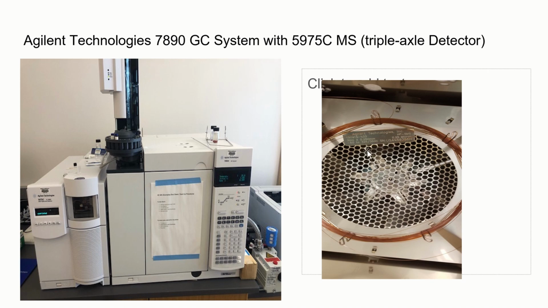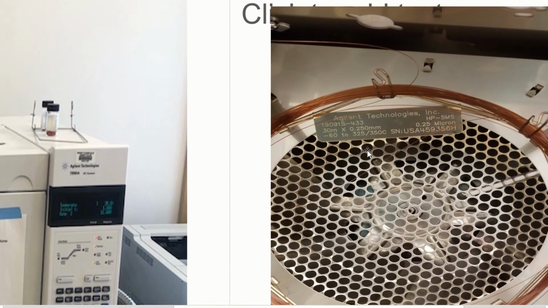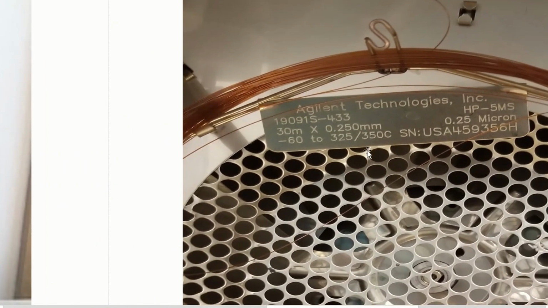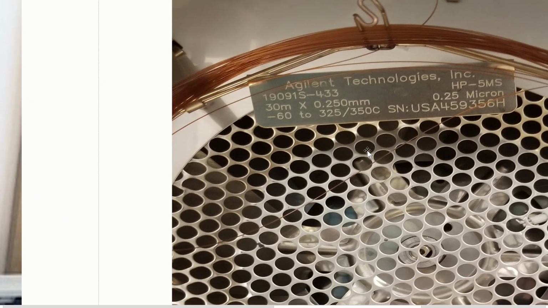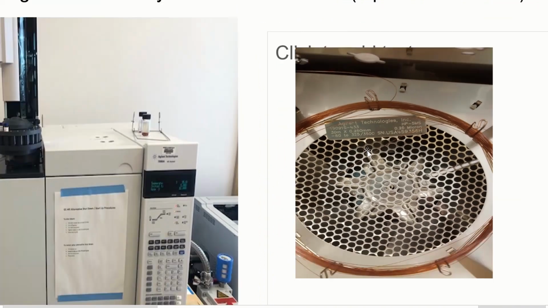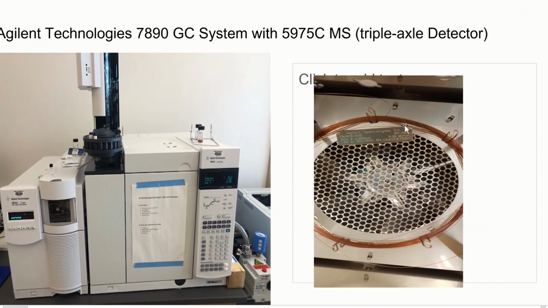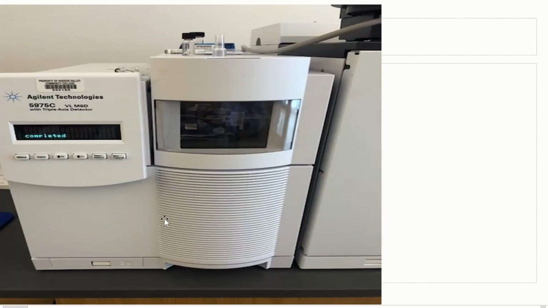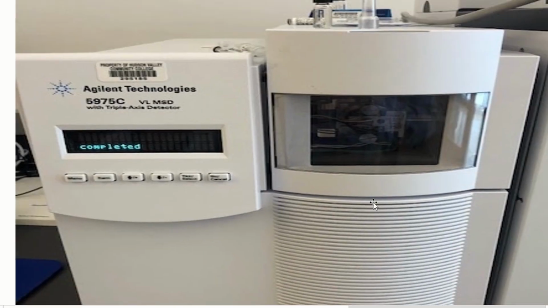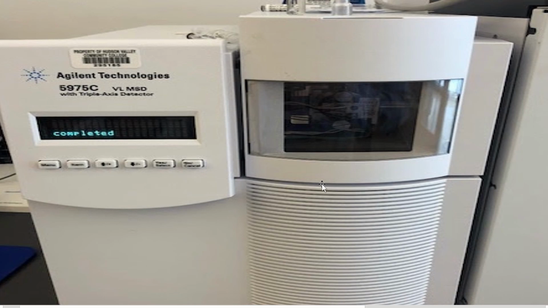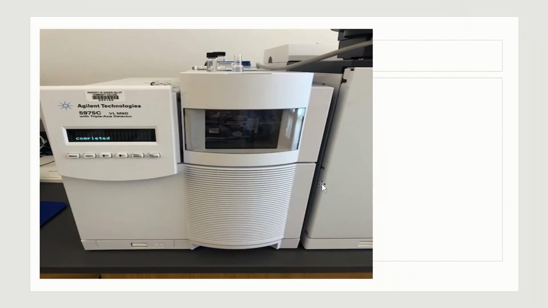As you can see, the inside diameter is 0.250 millimeters, and it is found in an oven. And here is the attached MS system, where the electron ionization occurs, where anything that elutes is bombarded with electrons.